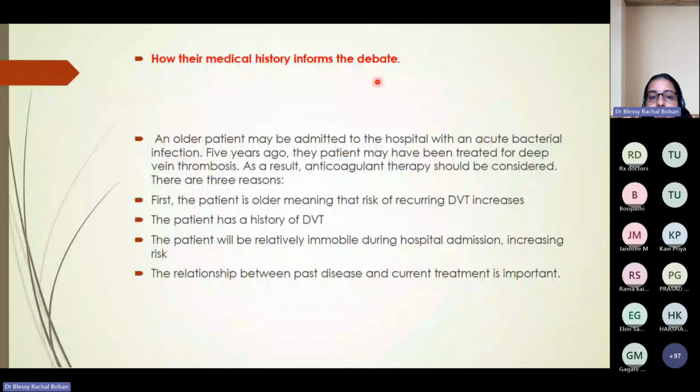And their medical history is also important. You can see one example here: an older patient admitted to hospital with a bacterial infection. A few years ago, the patient had DVT, deep vein thrombosis. So now the patient should be considered for anticoagulant therapy, because an elderly patient already has increased DVT risk. The patient has a history of DVT, and admitted patients may face immobilization, no movement for many days. These all can increase the risk of DVT. So definitely you have to suggest anticoagulation therapy. You have to opt for options accordingly.